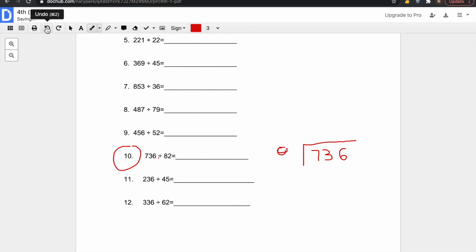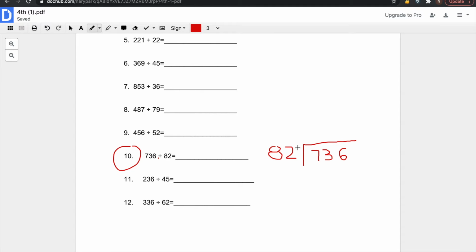Let me just erase what I did there. Okay, it's always, always, always going to be like this: the first number is going to be inside the doghouse, and the second number is going to be outside. It's always going to be like that, even if the first number is smaller than the second number. That's just a rule. So once you set it up, you can just plug it in.